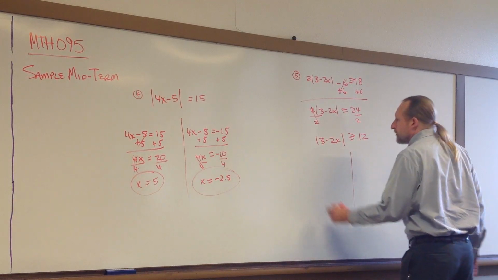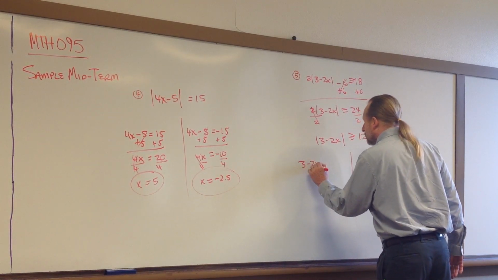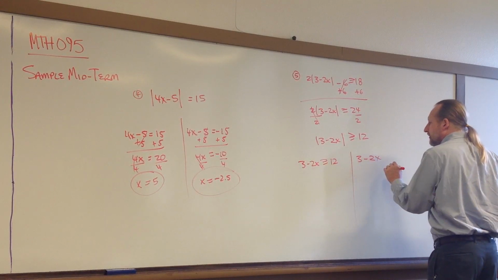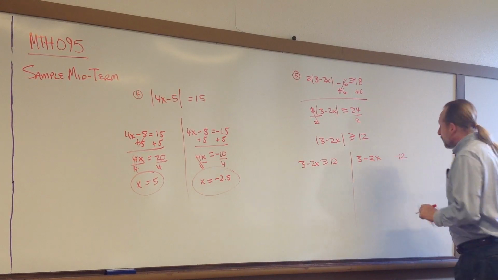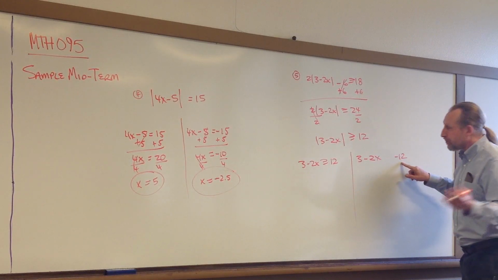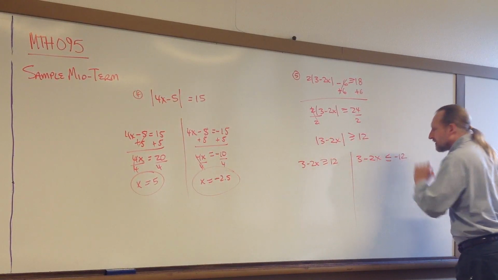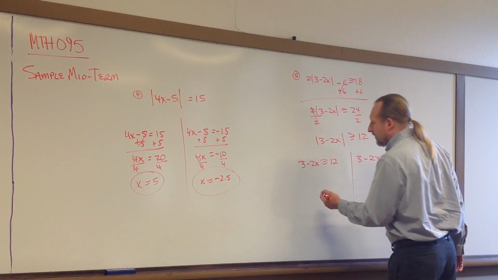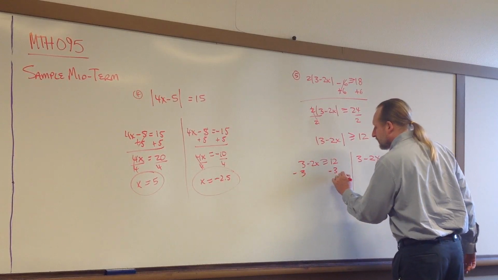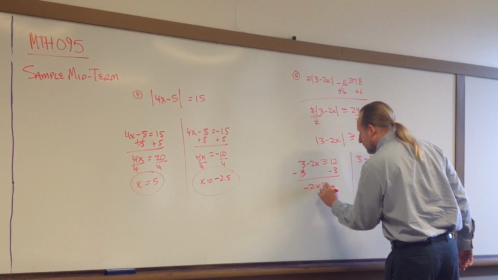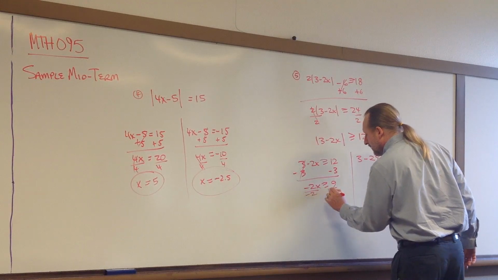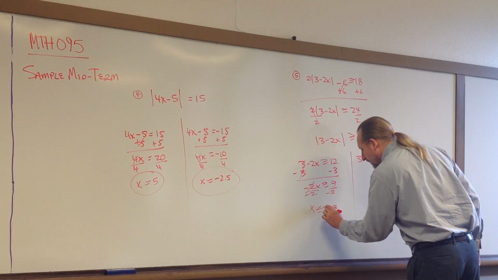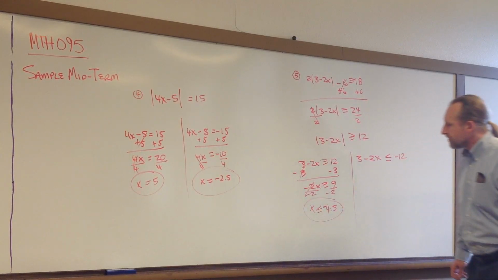Now we can split it into two pieces. 3 minus 2x greater than or equal to 12. And remember, when we make this negative, it's like we're multiplying by negative 1. That's going to flip that around. All right, so let's go ahead and solve this one. Negative 2x greater than or equal to 9. Divide on both sides by negative 2. x less than or equal to negative 4.5.